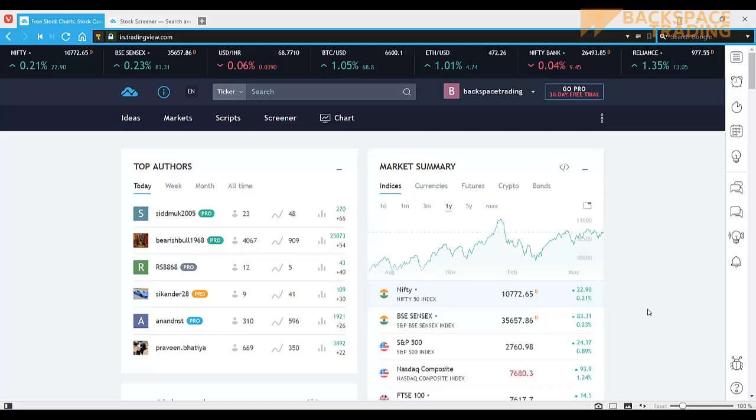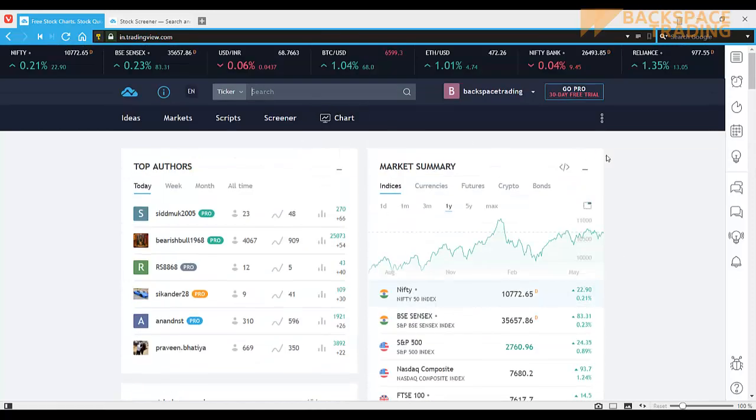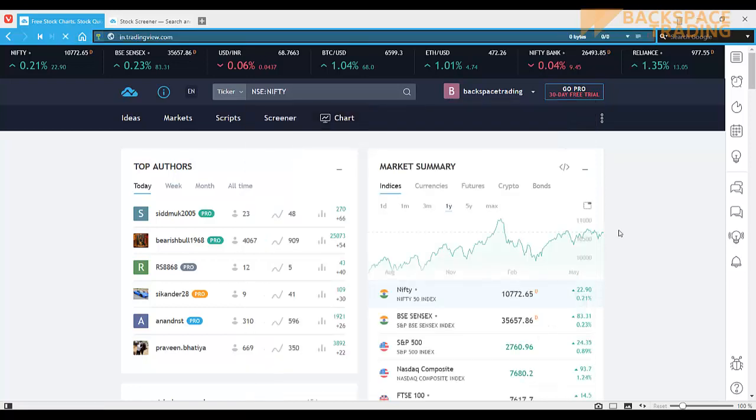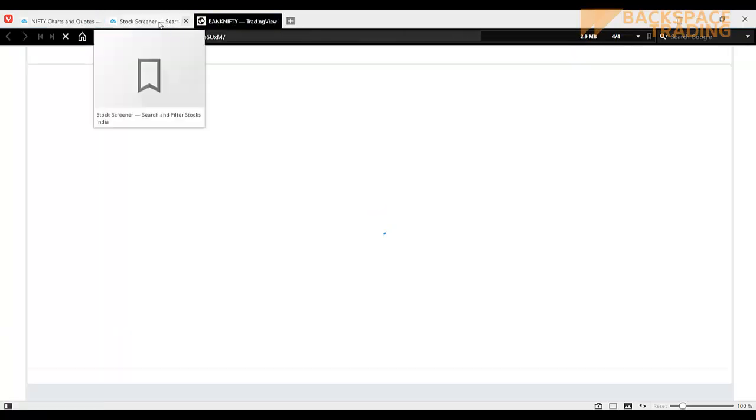Alright, so let's see the practical version of trading inside bars now. Okay, so I'm in TradingView. Let's open, as usual, our beloved father Nifty interactive chart.